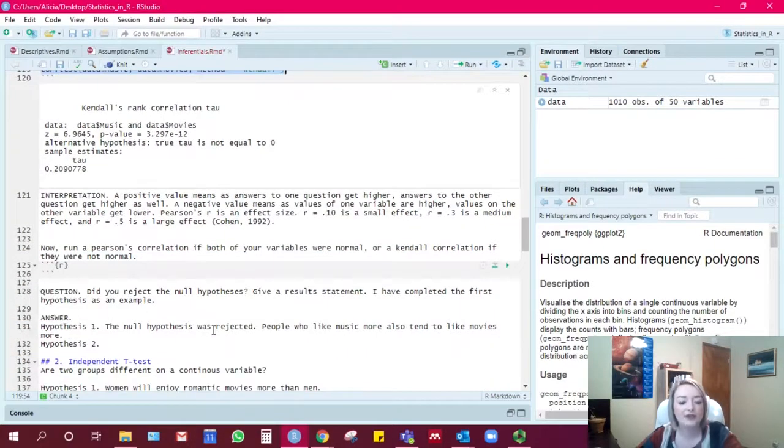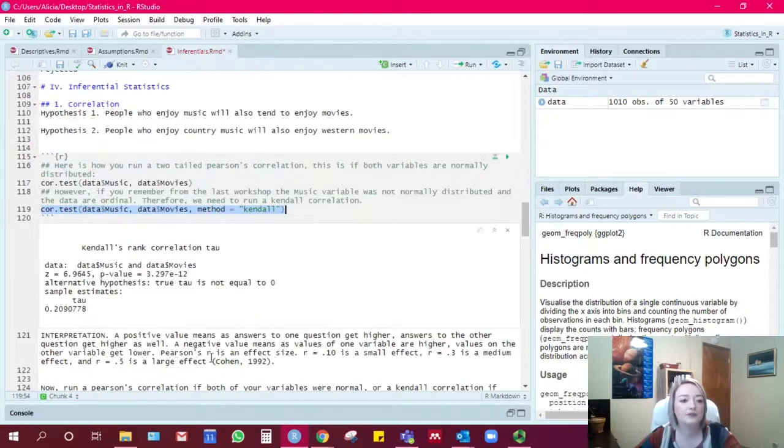And down here, I put the answer to that. Hypothesis 1, the null hypothesis was rejected. People who like music more also tend to like movies more. Okay, now we're going to run a Pearson's correlation for our second hypothesis because those variables were normal.